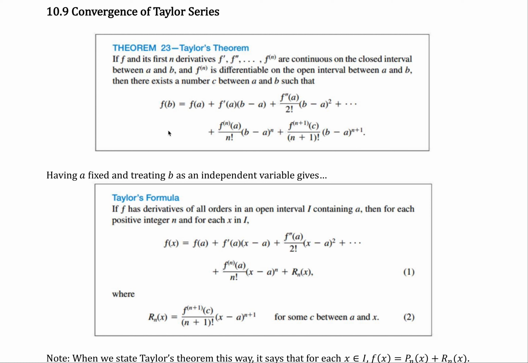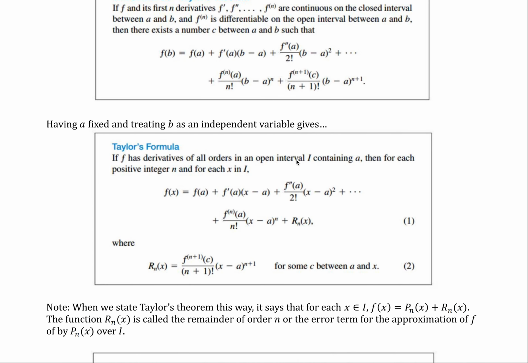We have Taylor's formula. And Taylor's formula says if f has derivatives of all orders in an open interval containing A, then for each positive integer n and for each x value in that interval, we have the function f of x defined by that Taylor series out through the nth derivative plus that remainder term. And that remainder term is defined the same way as it was in Taylor's theorem. So we call it the remainder of order n. So again, we're using this as a way to approximate a function.